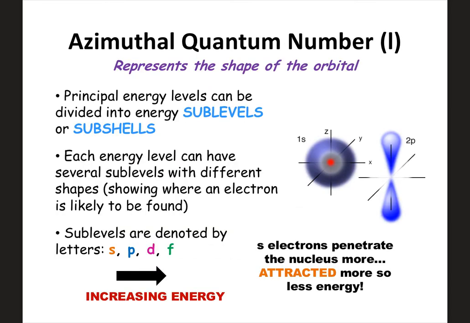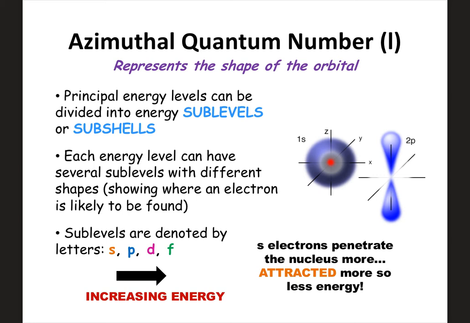The second quantum number that we need to know about is the azimuthal quantum number, and we use L to denote the azimuthal quantum number. This is representing the shape of the orbital. Remember, we have these energy levels, which are areas outside the nucleus where electrons can be found, and they can be split up into these sublevels or subshells. All right, so we're now going inside an energy level. Inside an energy level, there are these sublevels. Again, just areas where you're likely to find electrons.